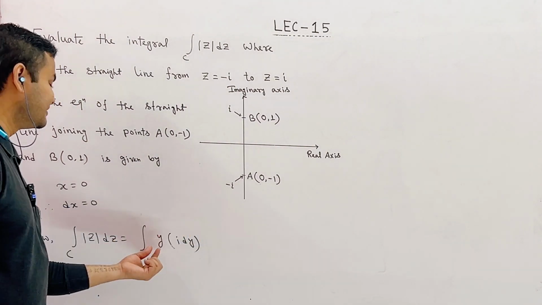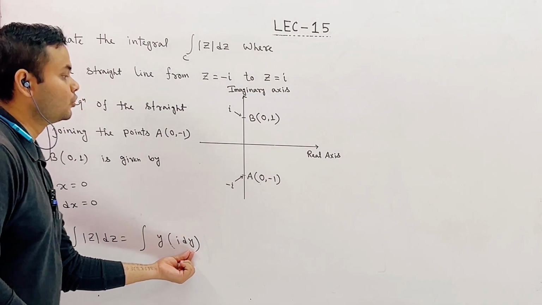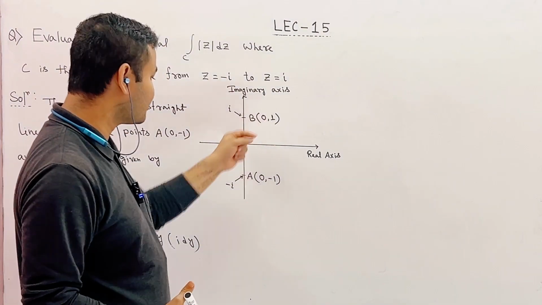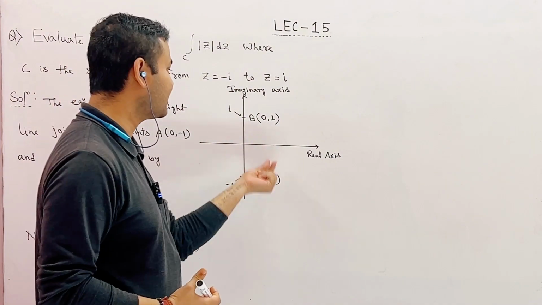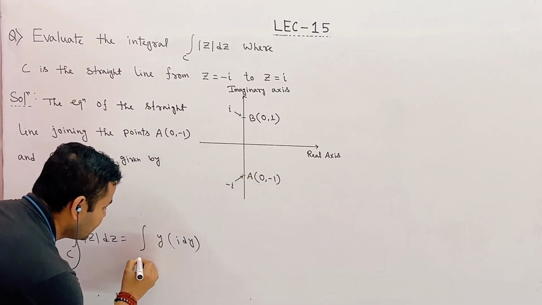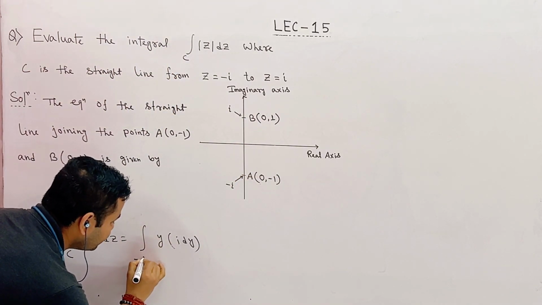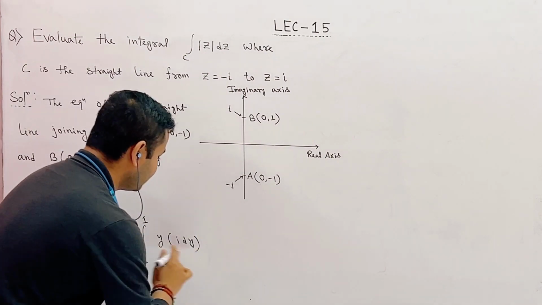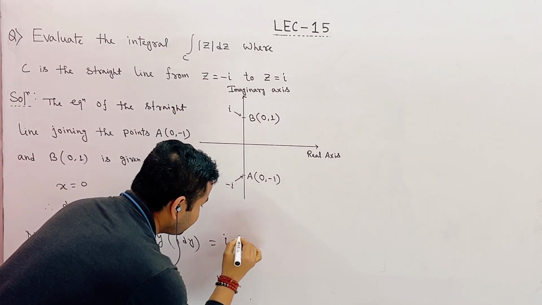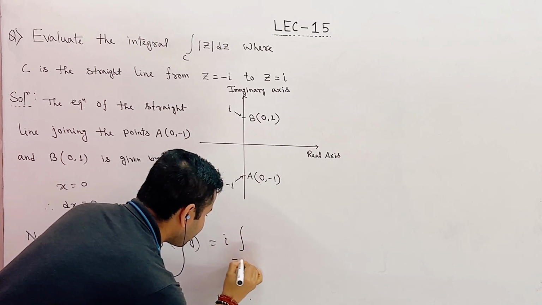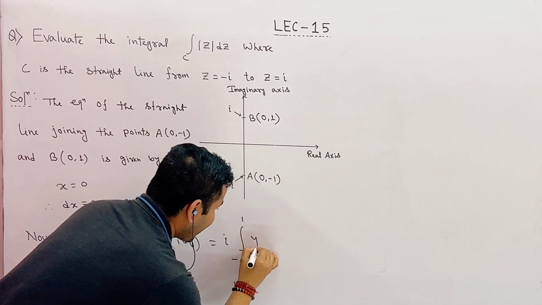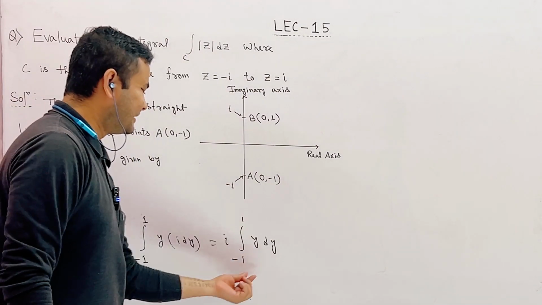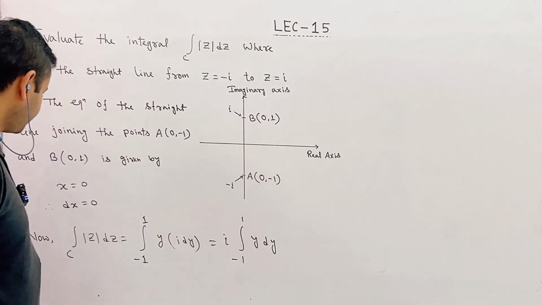Since everything is written in terms of y only, the limits will be from minus 1 to plus 1, because in our case y1 is minus 1 and y2 is plus 1. So, lower limit will be minus 1 and upper limit will be plus 1. So, this part can be written as iota into integration minus 1 to plus 1 y dy. Now, let us split this integral into two parts.